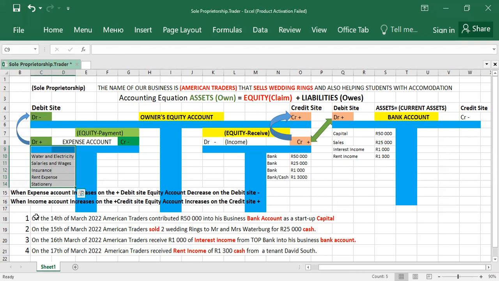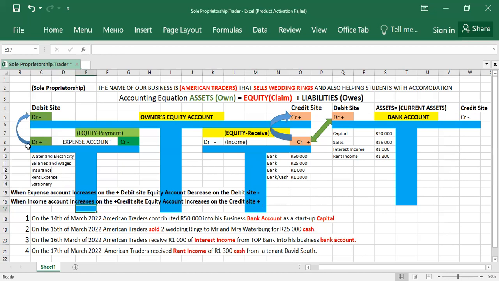Now, we are too near to go straight to the questions. The last explanation that I want to do right now, please recall or remember that when the expenses account increases on the debit side, the equity account decreases on the debit side. When the income account increases on the credit side, the equity account increases on the credit side.